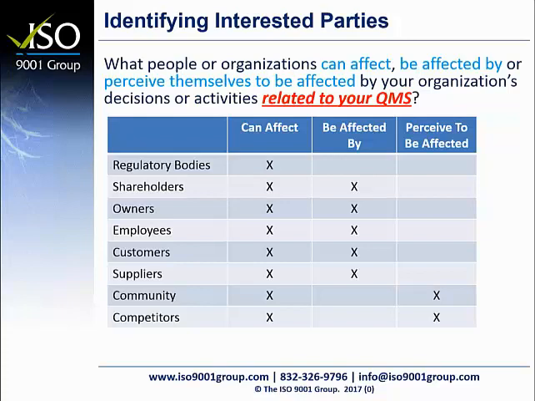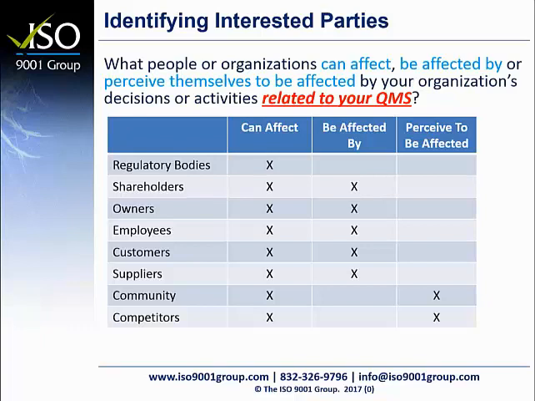Now, again, we want to make sure that we keep this in context. So we're talking about the interested parties related to your quality management system. So I thought we would put together a quick little table here and just look at these columns here. And I've kind of divided it up in 3 columns: can affect, be affected by, perceive to be affected. Now, if we think about it, there are interested parties outside of the organization, and then there are interested parties within the organization. And so you want to start outside and then work your way into your organization.